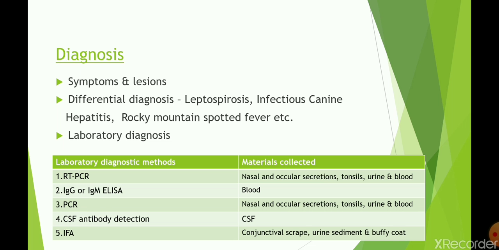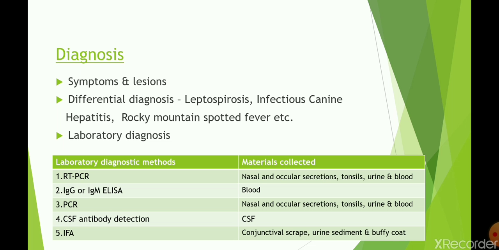Going into the laboratory diagnostic methods, the most preferred method is the reverse transcriptase PCR or RT-PCR. Here you can collect secretions from the nose and eye, then tonsil tissues, you can collect urine, and even blood can be collected to do this RT-PCR. Then we can do ELISA. It can be IgM or IgG ELISA. We can collect blood for it. Then PCR. The same as RT-PCR, we can collect nasal and ocular secretions, tonsils, urine, and even blood.